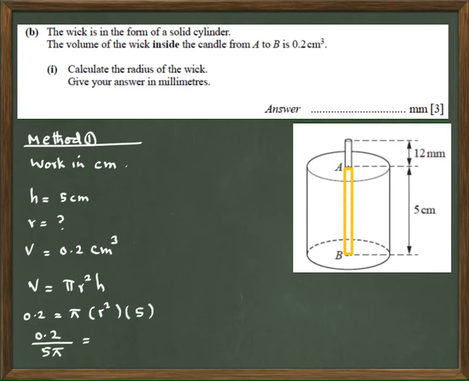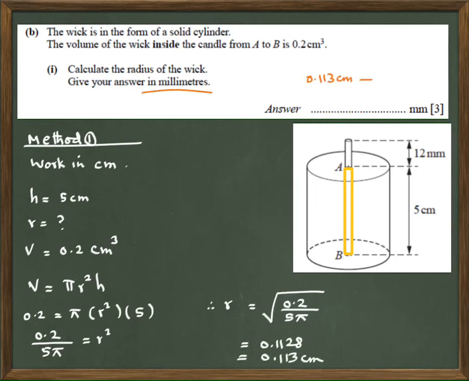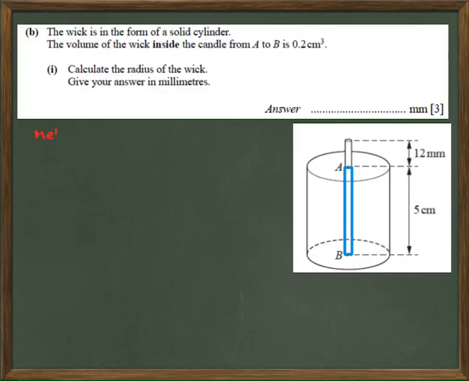So again, I made r the subject of the equation. I'll use a calculator. I won't forget to take the square root sign. I get the answer as 0.1128. I round it off, but 0.113 centimeter is 1.13 millimeter. Just take care of that. This is one approach. Another approach: work in millimeters from the beginning. That means convert 0.2 centimeter cube to something millimeter cube.